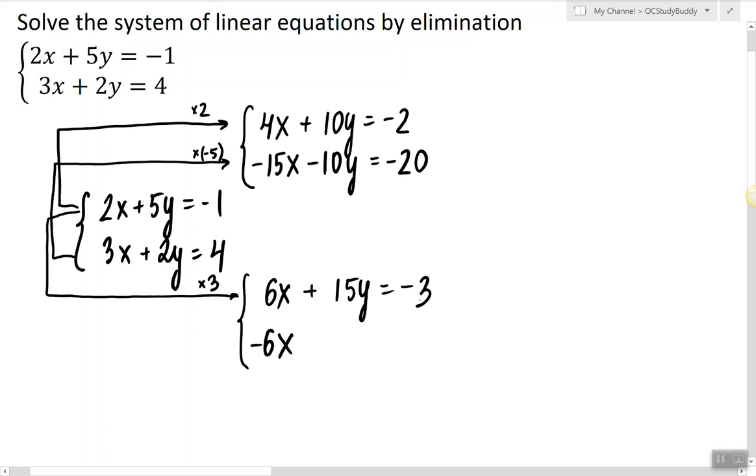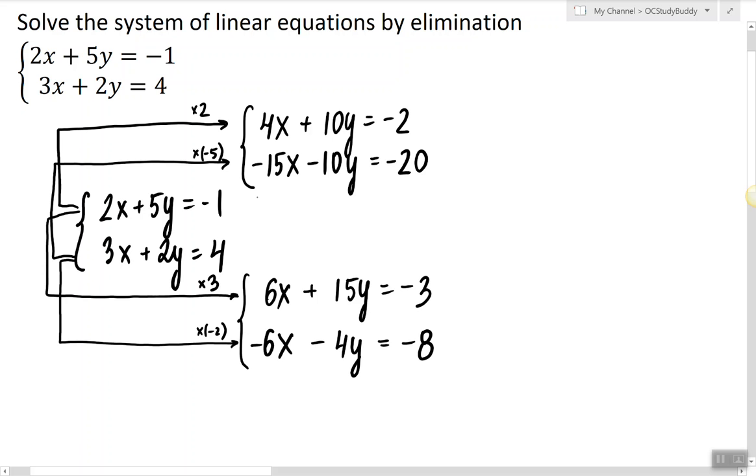Now to make the bottom one -6, I have to multiply the entire equation by -2. So let's multiply everything else by -2. We'll have -4y and we'll have -8.